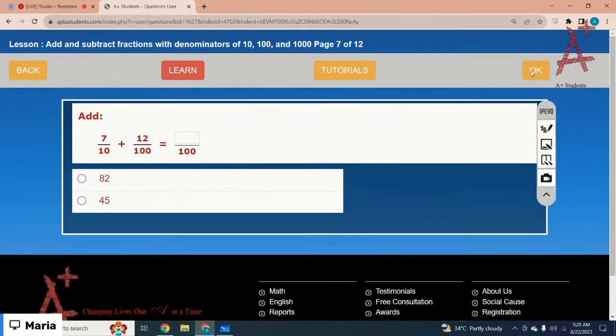7 over 10 plus 12 over 100. So which is the correct option? The correct option is 82, because you have to multiply 10 times 7. 10 times 7 is 70, and 70 plus 12 makes 82, so the correct option is 82 over 100.